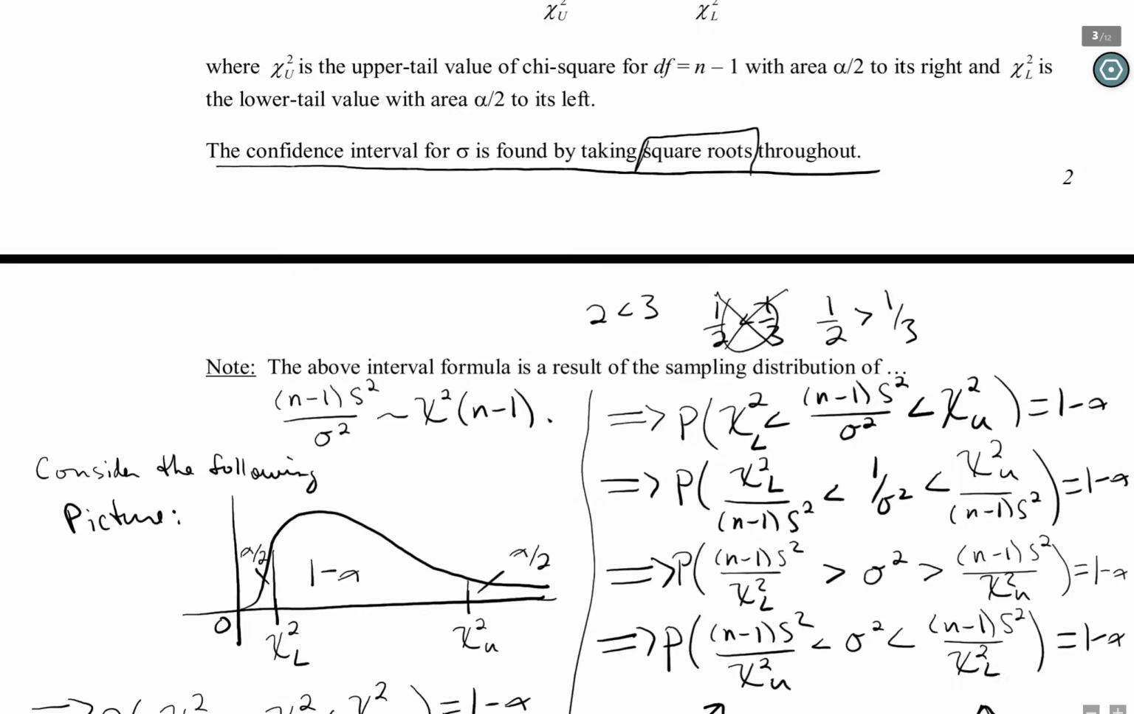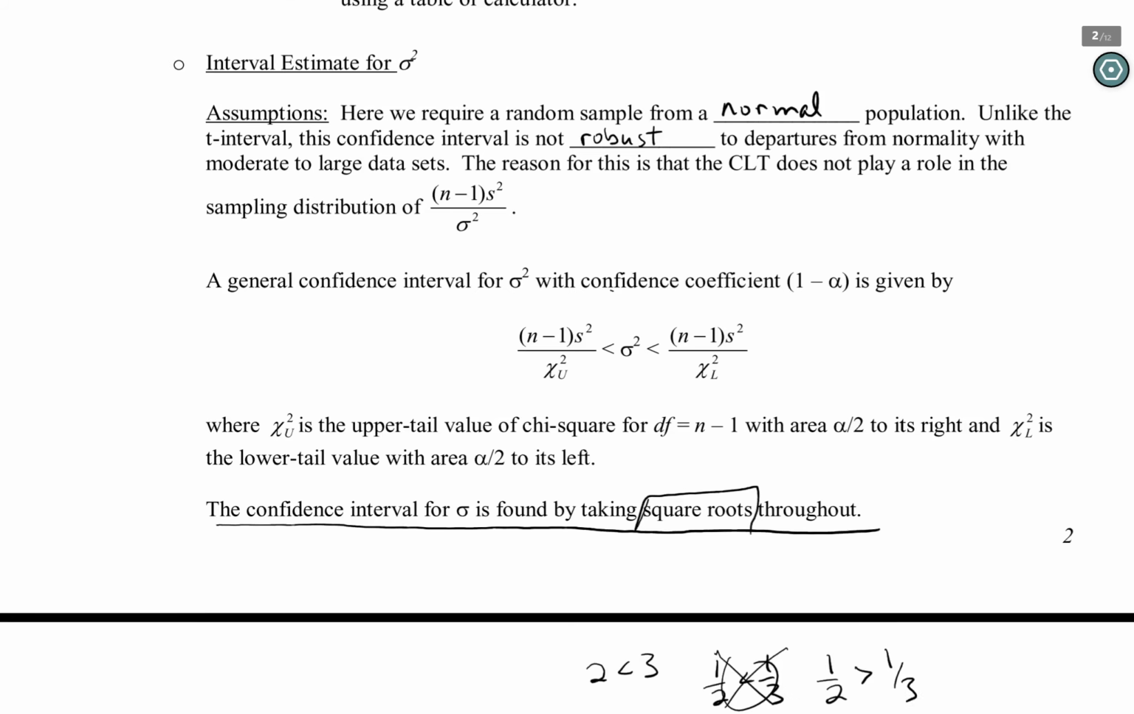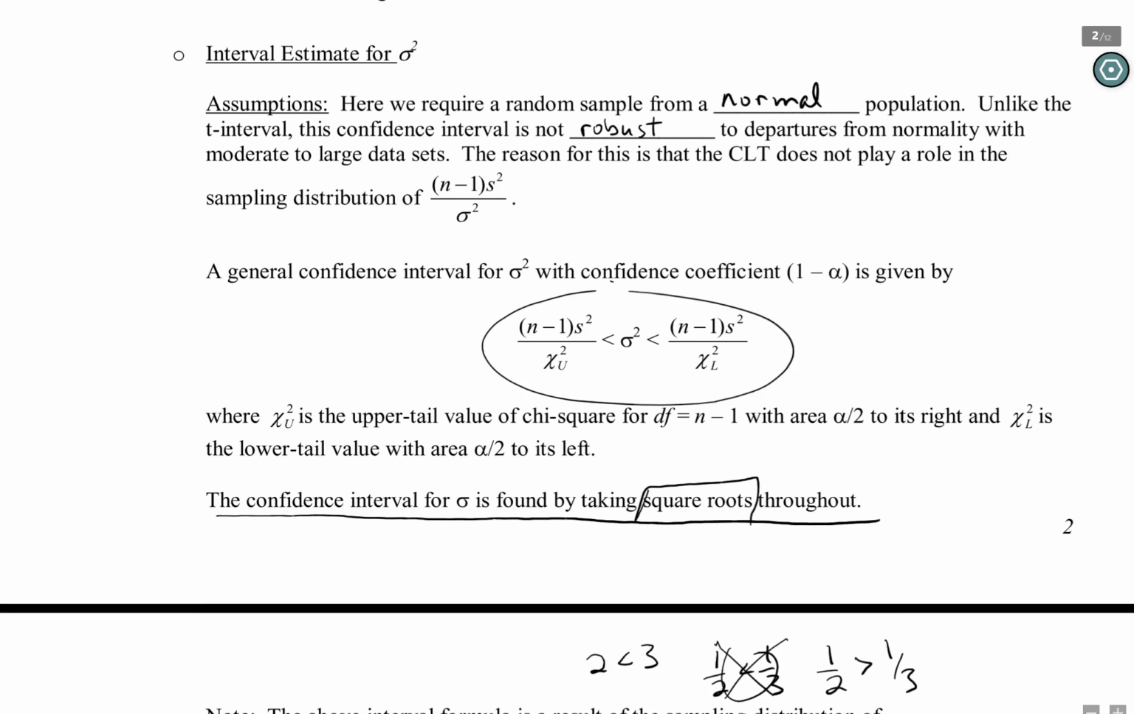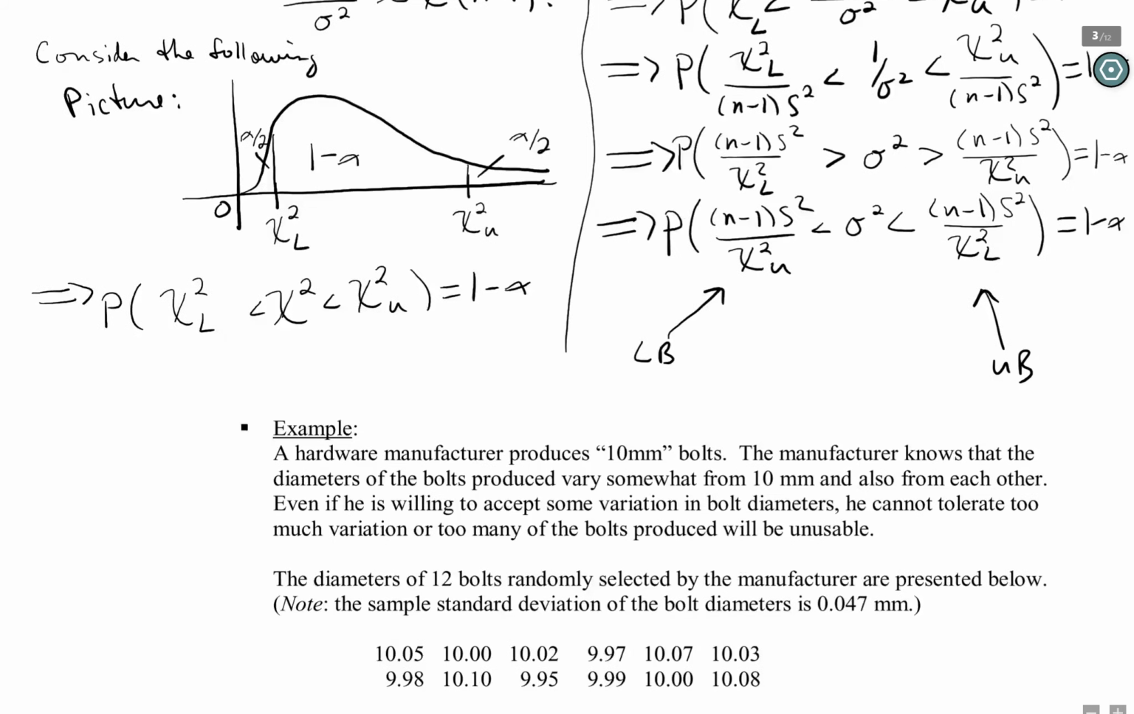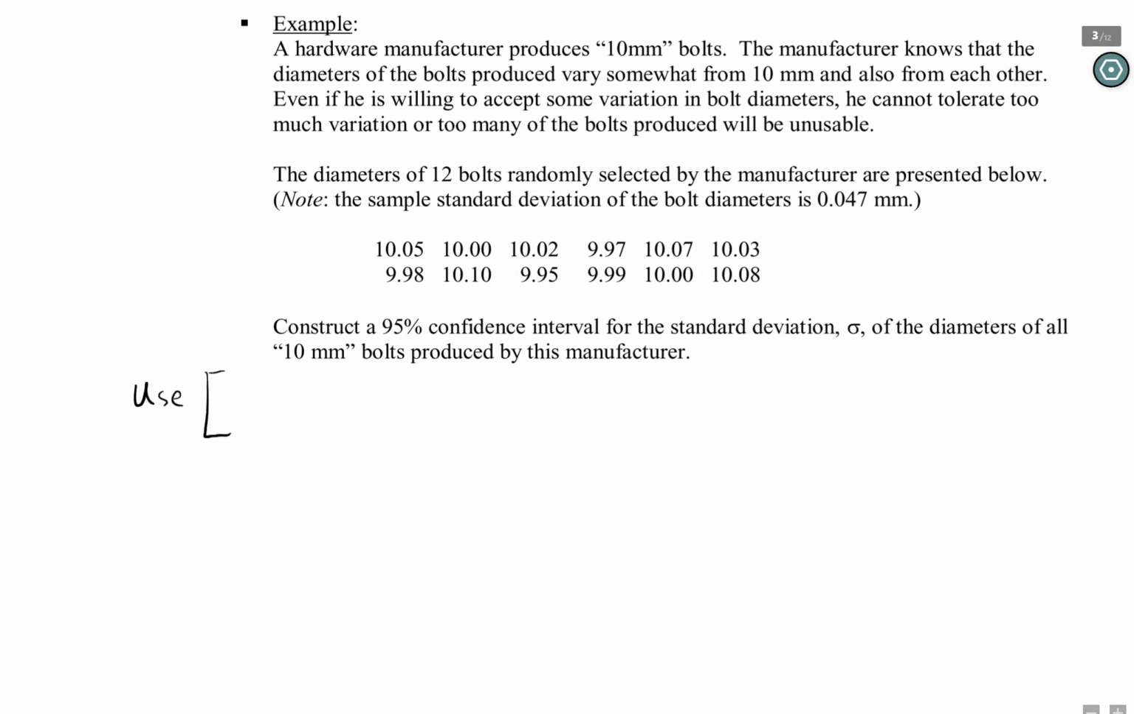I'm going to take this formula, but I'm going to take the square root throughout because I want a confidence interval on sigma, not sigma squared. So I'm going to use the square root of n minus 1 times s squared over chi squared U. That's the upper chi squared value. And the upper bound is going to be the square root of n minus 1 times s squared over chi squared L.